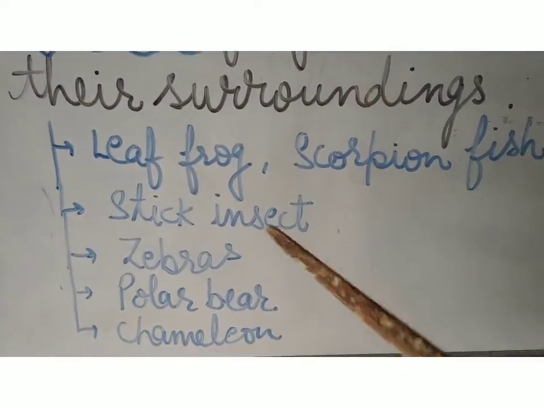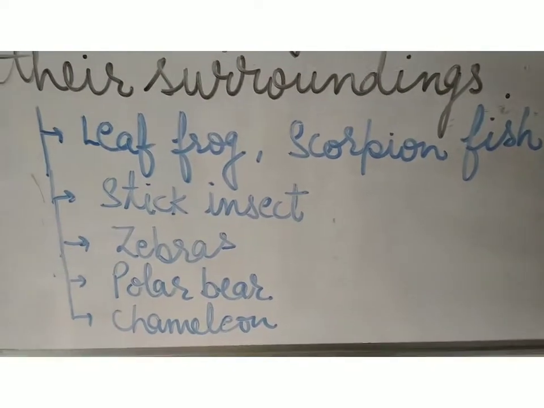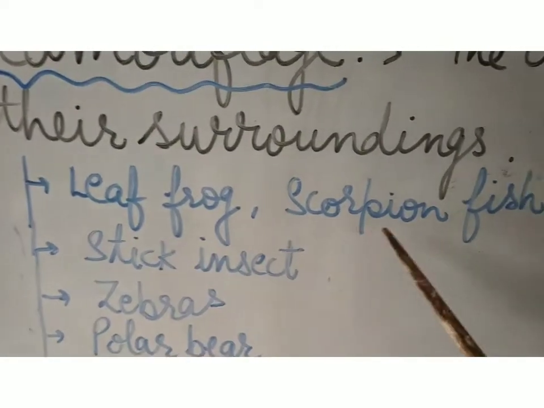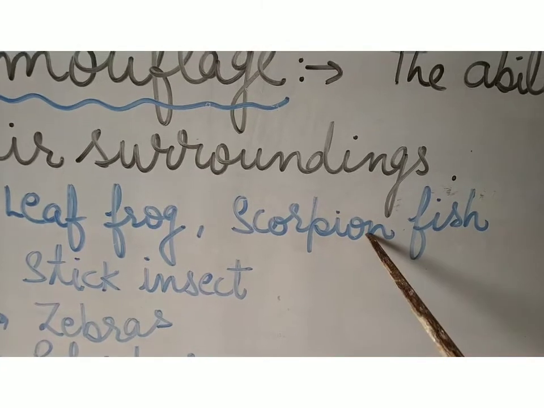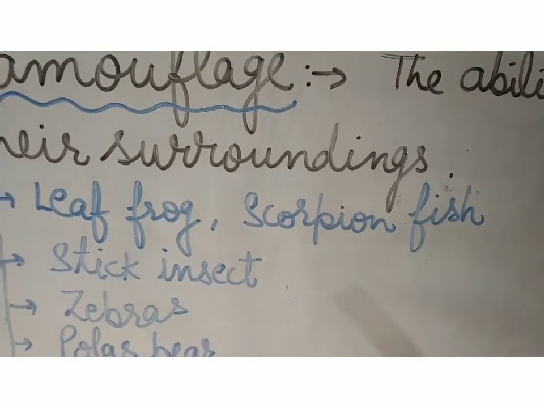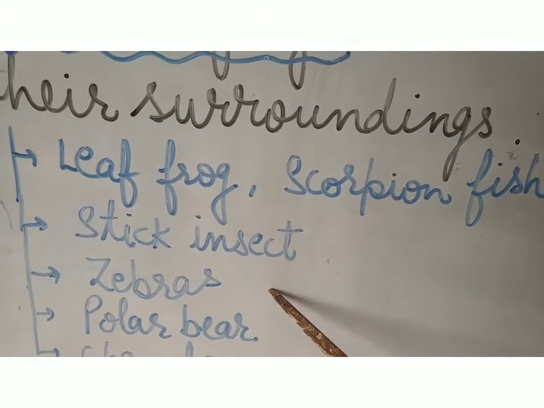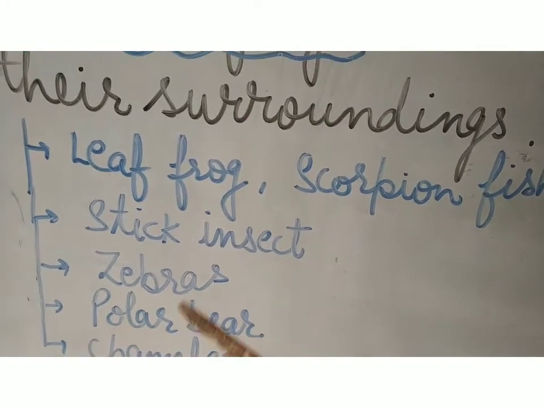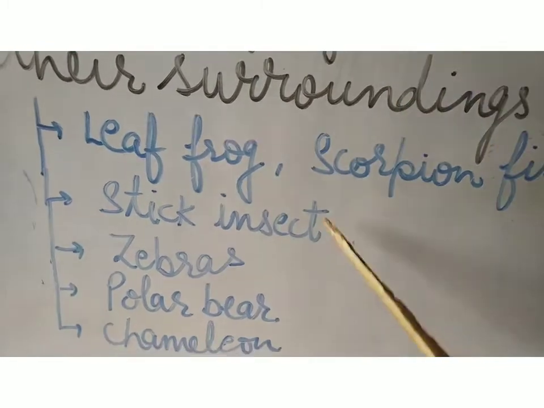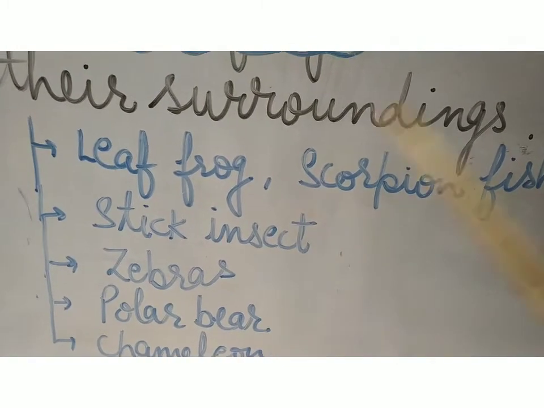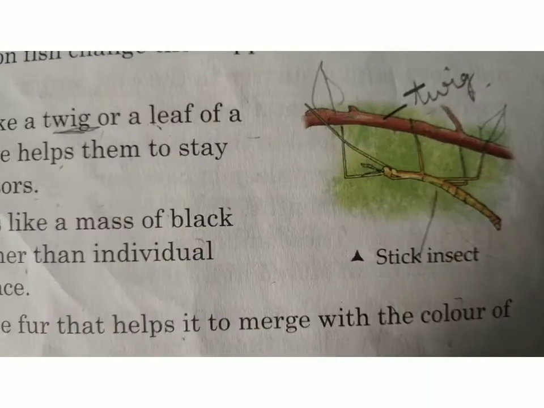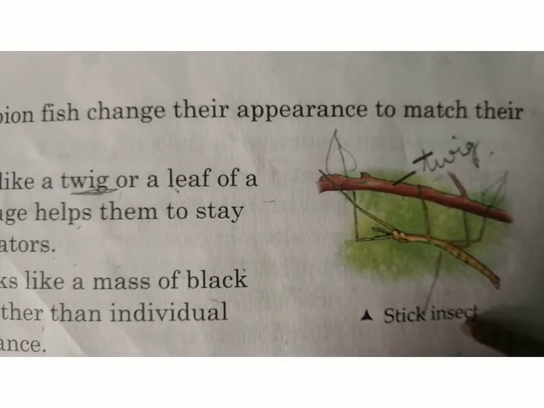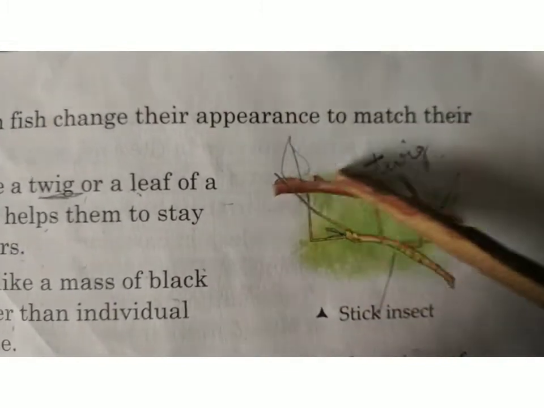For example, all these animals show camouflage. Leaf frog and scorpion fish change their appearance to match their surroundings. Stick insect looks like a twig or a leaf of a plant. This camouflage helps them to stay safe from their predators. Here you can see the stick insect. This is the stick insect and this is the twig.